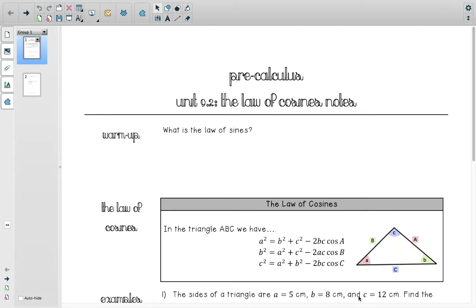Alright, so we're going to do the law of cosines. And the law of cosines is not very difficult. It looks like a lot. If you just look down here, it looks overwhelming. But there's kind of a pattern to it, and you'll catch on to it pretty quickly. But let's go over what the law of sines is again.